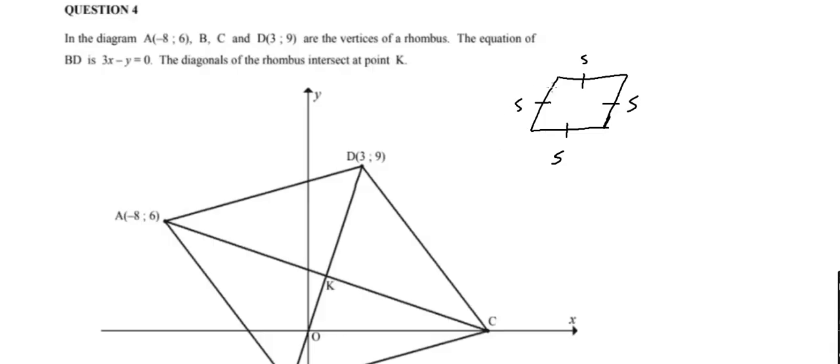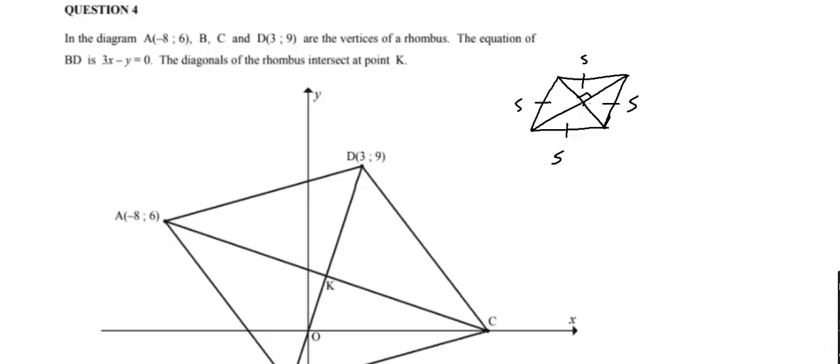Unlike a square, these are obtuse angles while these ones are acute angles. For a square, they are all 90 degrees. However, for a rhombus, the diagonals intersect at 90 degrees and at a midpoint.